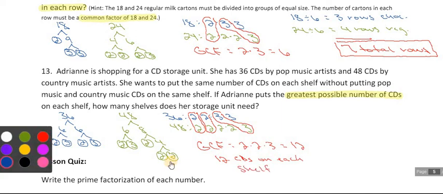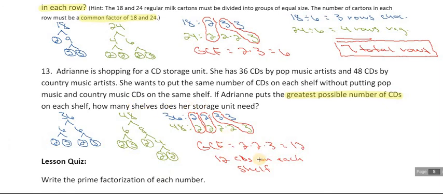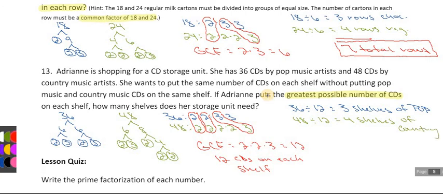Well, let's determine how many shelves it's going to need. So if there's 12, the pop music is 36. So 36 divided by 12 on each shelf gives us 3 shelves of pop. And then for our country, if we've got 48 country CDs with 12 on each shelf, that gives us 4 shelves of country, which gives us a total of 7 shelves needed.